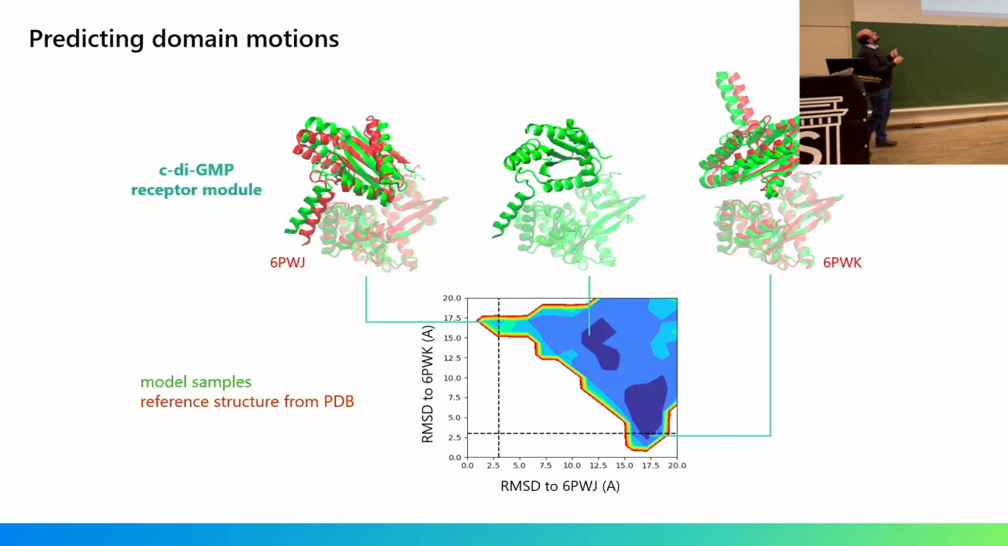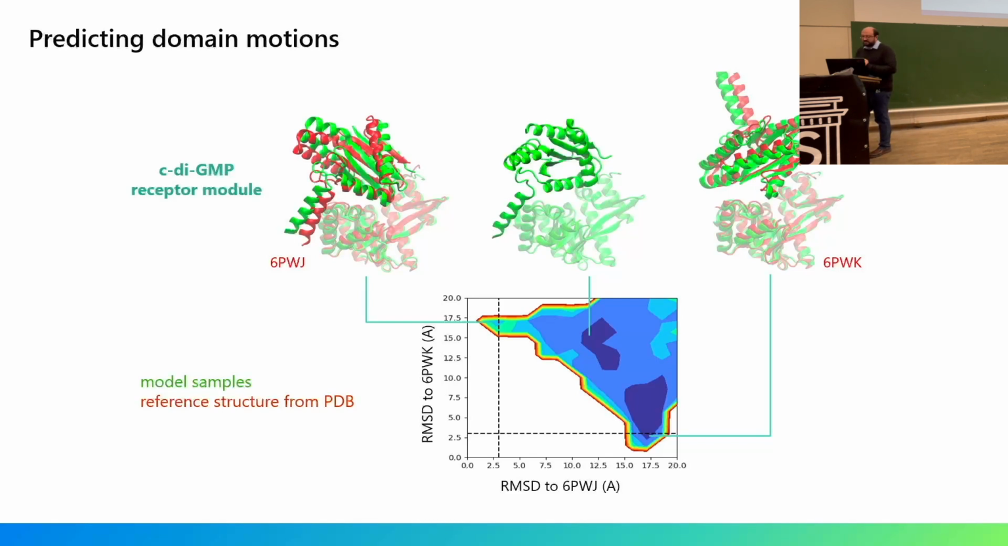For example, in this case, you have this cyclic di-GMP receptor module, and it's not very surprising, but it modulates essentially the concentration of the cyclic di-GMP protein. Important thing is we have these domain motion cases. Also maybe to mention on the side, in green we have the predictions of the model, in red we have the original reference structures.